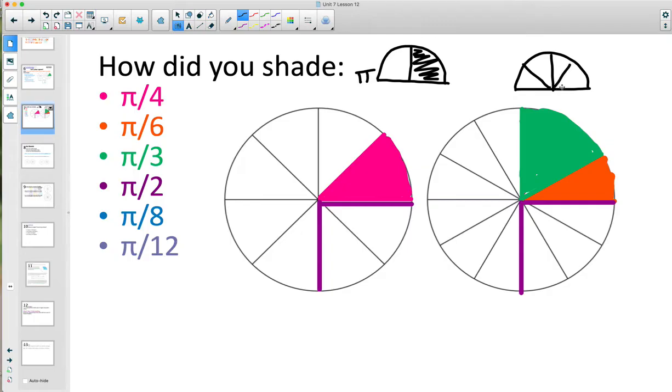Well, I have it in 4ths, so I would want to split these angles in half, or one of them, so that I could get to a pi over 8. So if you just split one of these angles in half, that will give you your pi over 8.